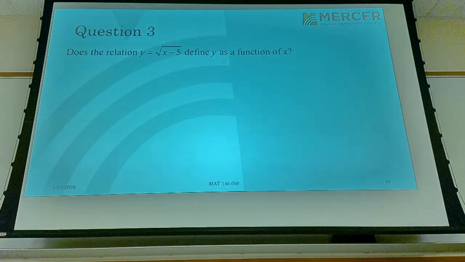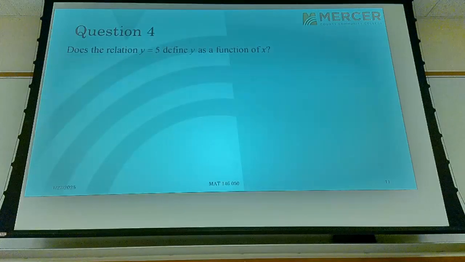What about the relation y equals 5? This is a constant function. Its graph is just the horizontal line at 5. Well, that means each x value goes to only one y value, right? It just happens to be that every x value goes to it. But that is not a violation of the rule.